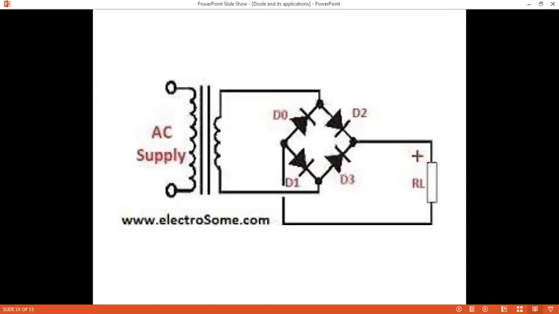So here, this is the circuit diagram of the bridge rectifier. In this diagram, a transformer is there, and RL, the load resistance, is there. This is the iron core transformer. The iron core transformer is connected to the bridge rectifier. So at the output side, the RL is there.